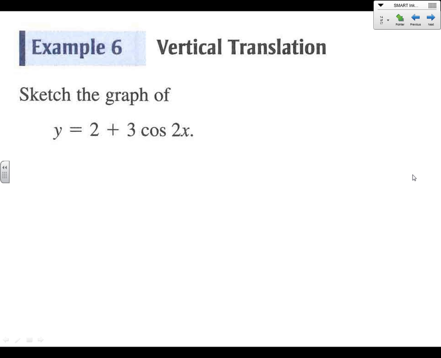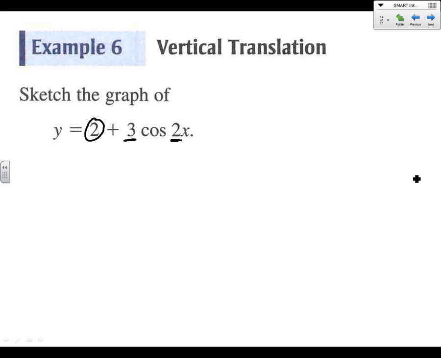All right, let's introduce vertical translations, and we'll have every single piece. A number out by itself is going to be a vertical translation. We're going to take our sketch and shift it up by 2. So a lot of things going on here. We have an amplitude of 3.